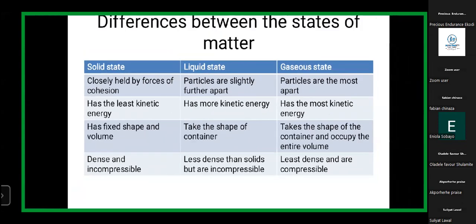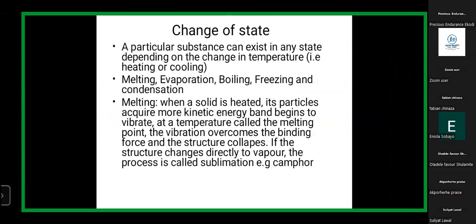So we move to the next slide, please. Now, change of state. What causes change of state? A particular substance can exist in any state depending on change in temperature. We said that at the beginning. Now, these are the things that influence change of state: melting, evaporation, boiling, freezing, and condensation.